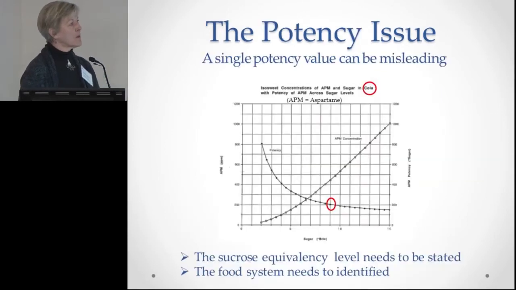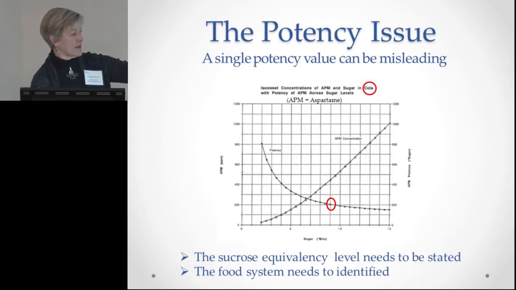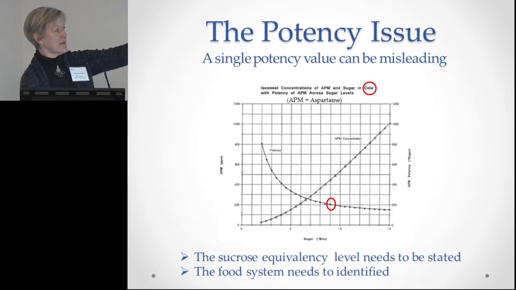Another issue is the potency issue. Someone listed a chart with all the different potencies listed out there. For aspartame, this is a really old chart and it's hard to see, but the point is, at the lower concentrations of aspartame, the potency is much, much higher. You don't need as much, it's just not a linear relationship. So when you tout that aspartame or ACE-K have a potency of 200, this is where you are in the chart. And I've noticed that it was done in cola.